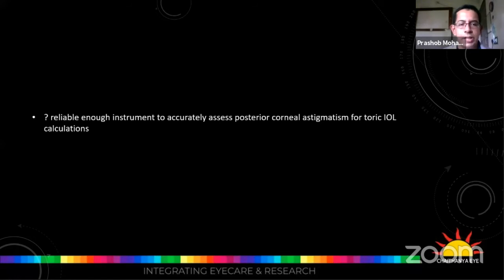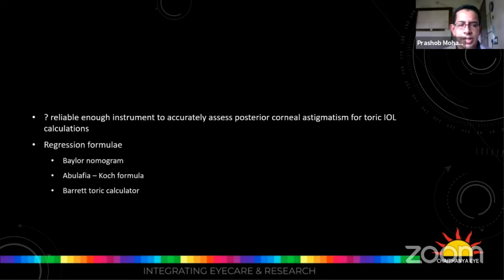And do we have a reliable enough instrument to accurately measure the posterior corneal astigmatism for toric IOL calculations? The jury is still out on that. You have the Cassini, which is doing a reasonably good job. The IOL Master 700 with the Swept-source OCT and the Galilei topographer have come close. However, there are regression formulae.